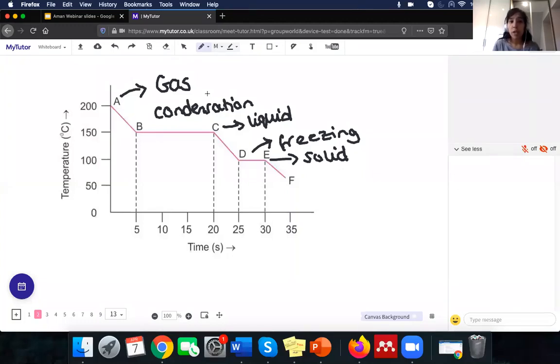So that's just a quick recap of some of the phases that we went through yesterday with a look at the cooling curve and being able to label that.